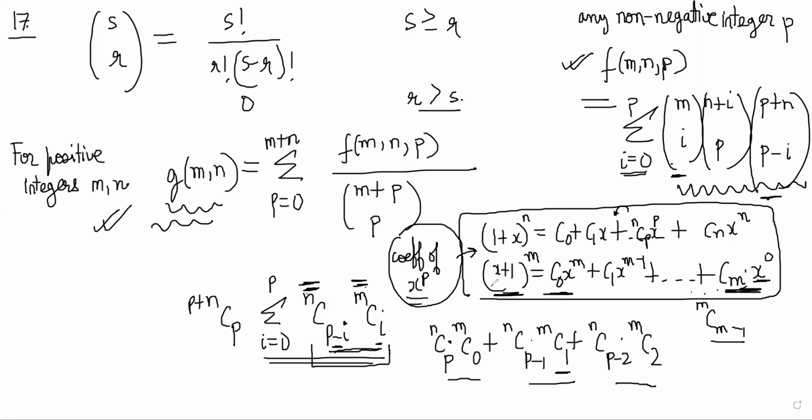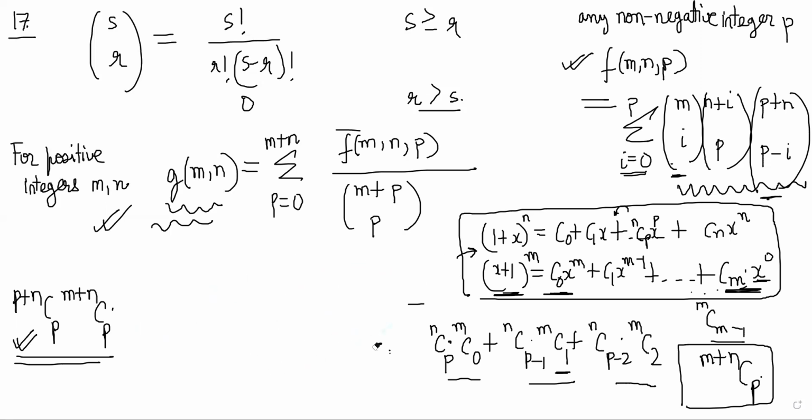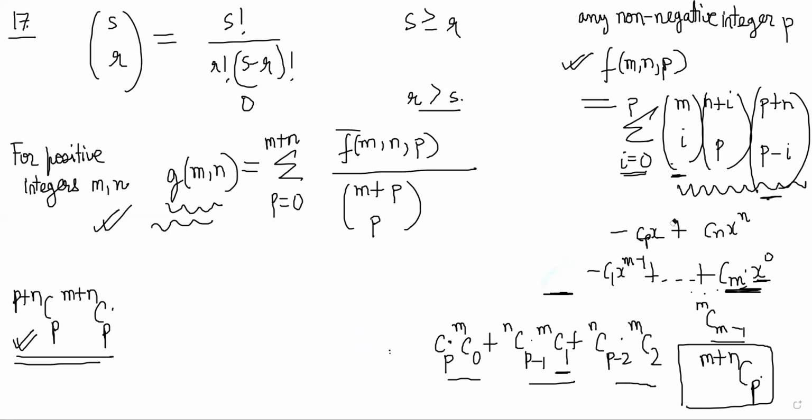It is the coefficient of x^p in (1 + x)^(n+m), so that will be (n+m)Cp, right? So this function is becoming (n+m)Cp, and we have (m+n)Cp, right? So my f of m and p I have already gotten here. Now I just need to simplify that part. We will be able to get it, I think. It's not a difficult problem. It's just a little annoying.